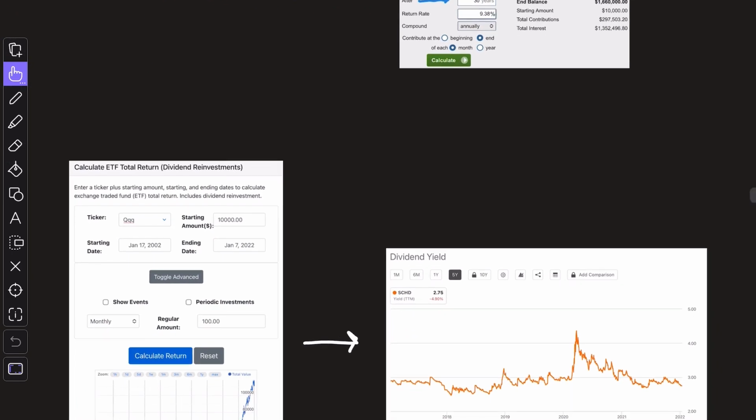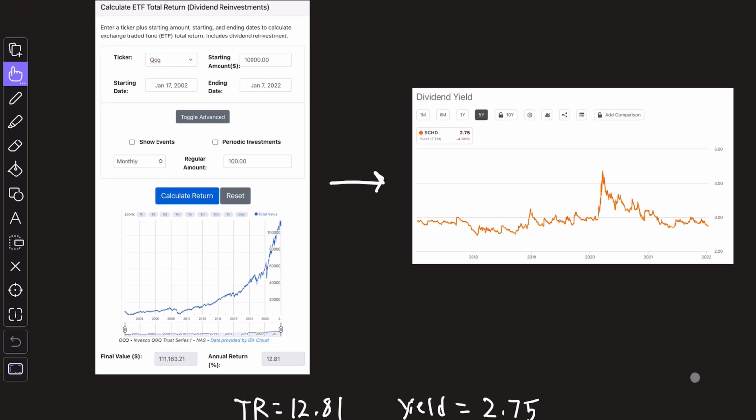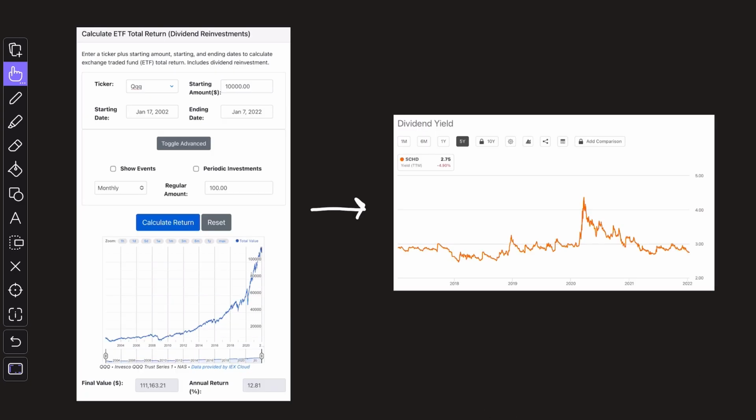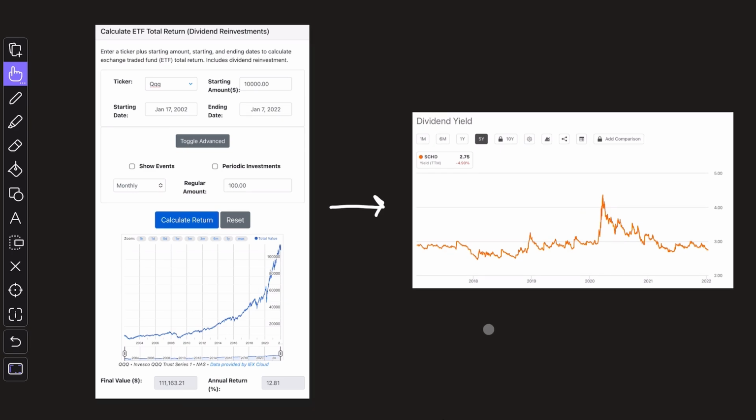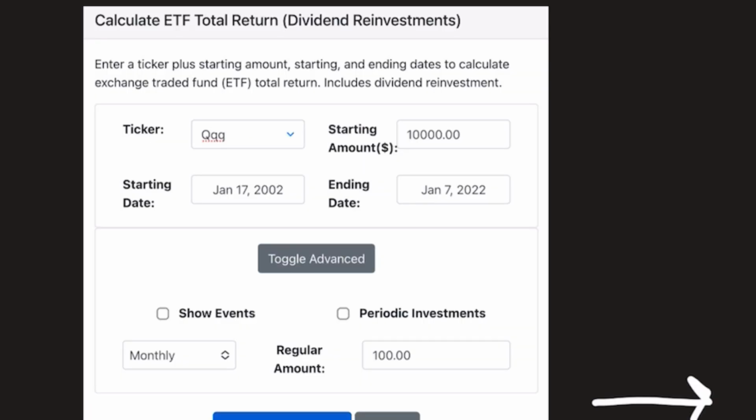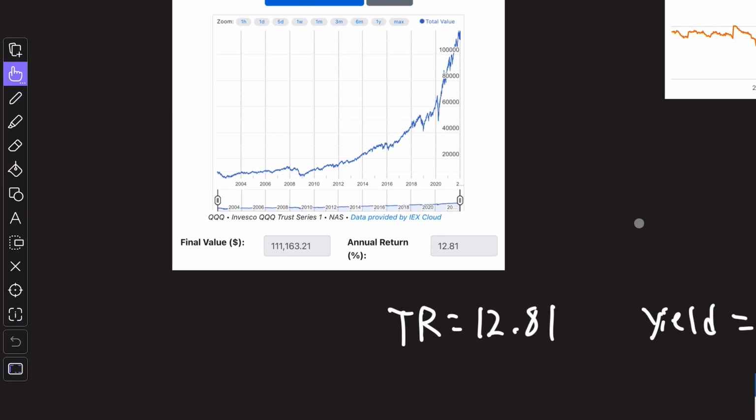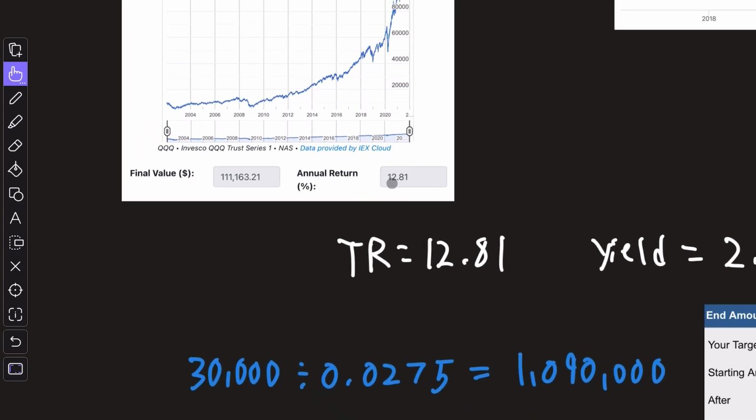And this brings us to the second simulation. Here, the common advice is to first invest in growth, then sell out and transfer your assets into a higher yielding ETF. So for this example, I'm keeping it very simple, and the growth fund is going to be the QQQ. And again, we're going off of the historical annual return over the past 20 years. And with QQQ, the annual return is 12.81%.